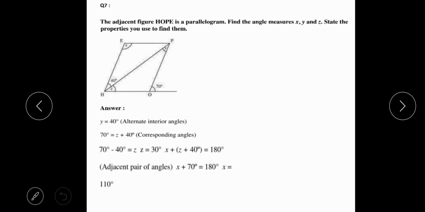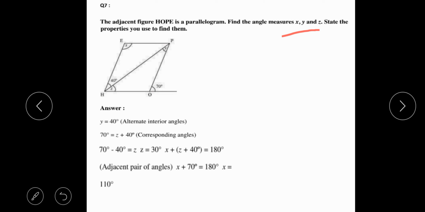Now next question. Here in this figure, the adjacent figure HOPE is a parallelogram. We have given one parallelogram HOPE, and we have to find the angles x, y, z, and state the properties you use to find them. So here we have given y is equal to 40 degree. Why? Because they are alternate interior angles.